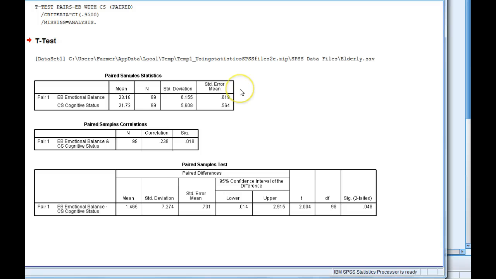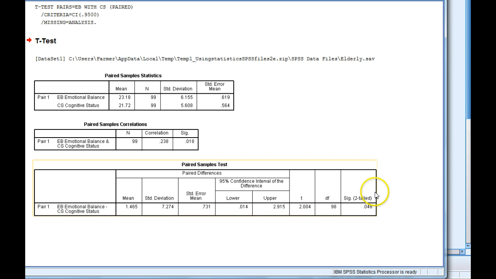Basic descriptive information: the means for each of the groups, the number of cases. Again, in a paired sample situation, the number of cases will always be equal between the variables or between the pairs. Standard deviations, standard error of measurement. You see in the paired situation, the program also generates a correlation coefficient. And again, this is nothing but a Pearson product moment correlation coefficient, showing the correlation between the two pairs, in this case between the two variables. So we have a correlation of 0.238, or you could round up to 0.24. So there appears to be a positive association between these two variables.